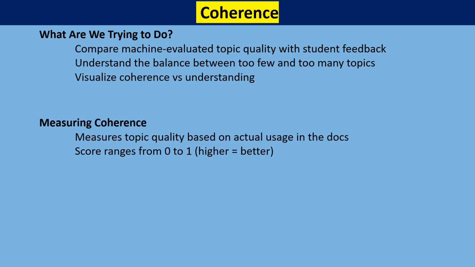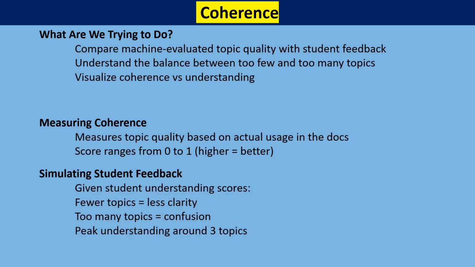Measuring coherence. It measures topic quality based on actual usage in the documents, and the score ranges from 0 to 1. Higher is better. This model looks at each topic and sees if the words usually occur together in our documents. If they do, the topic gets a high score. Think of it like checking if "machine" and "learning" always show up as a team.